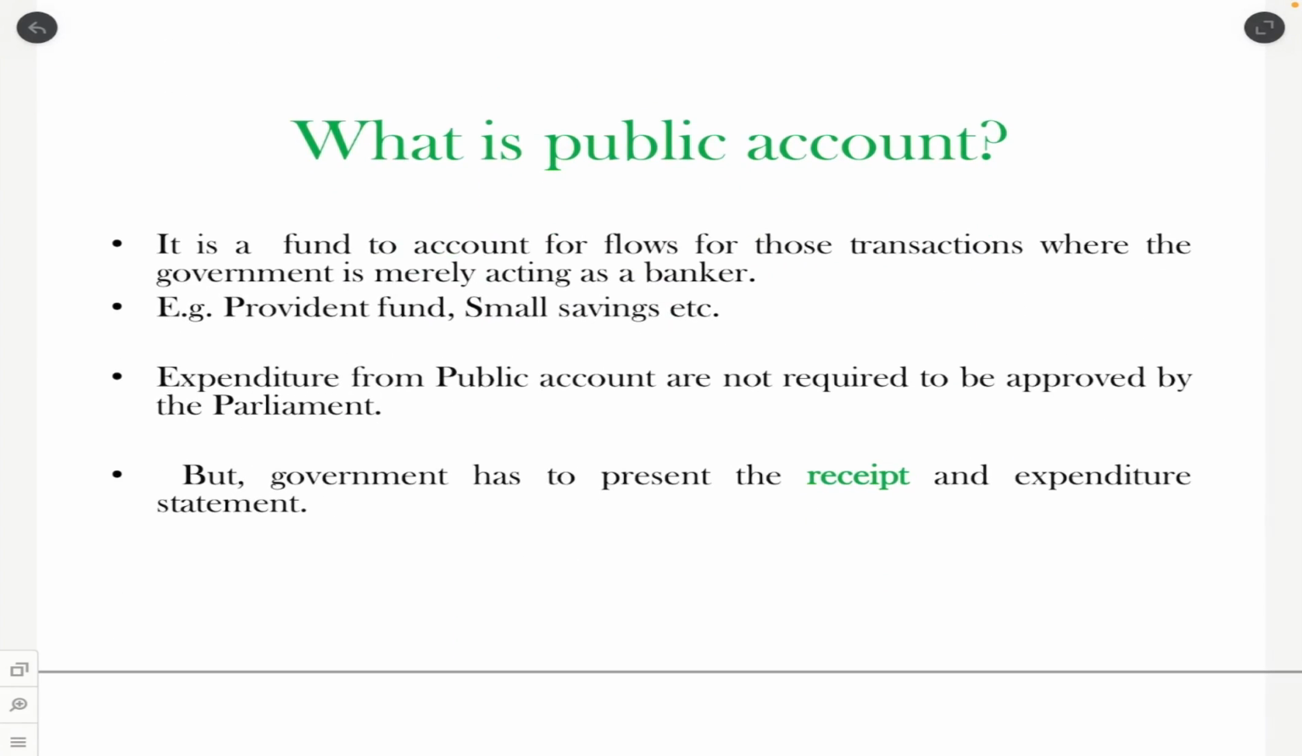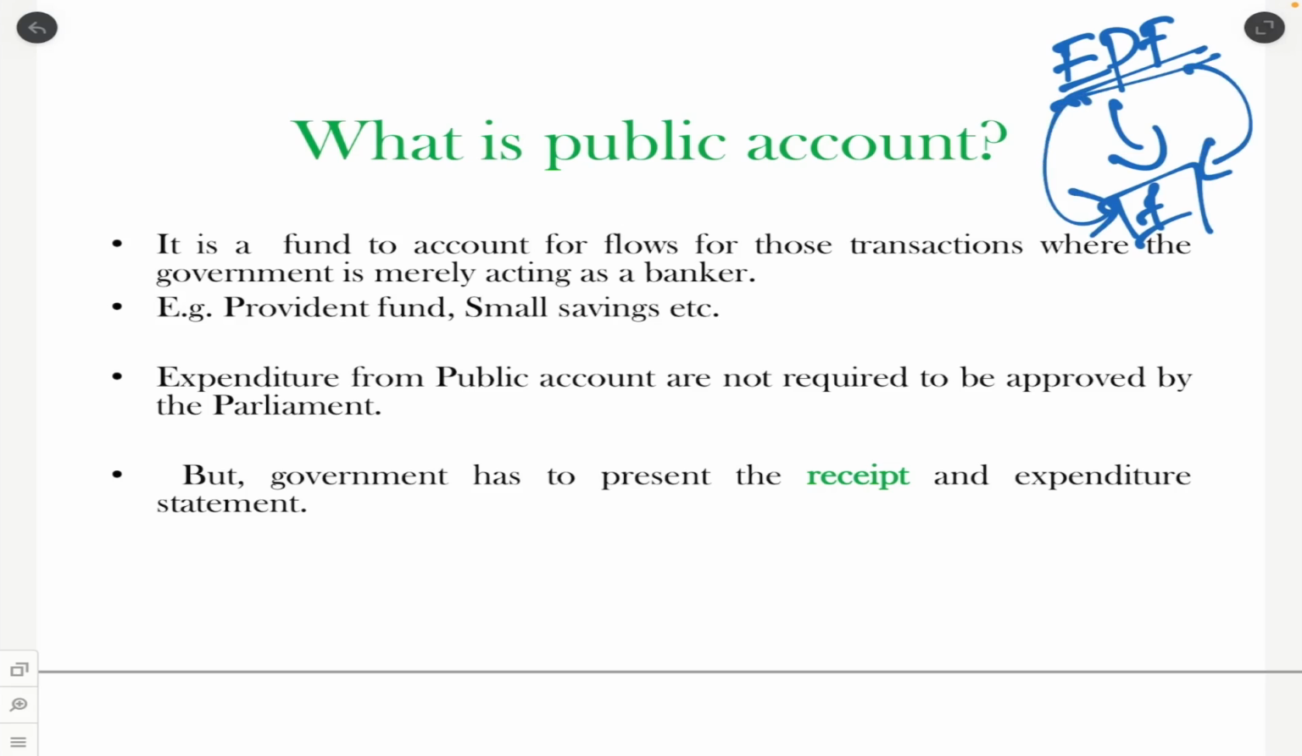What is public account? It is the fund to account for flows of those transactions where government is merely acting as a banker. Say for example EPF. EPF stands for Employee Provident Fund. So this is the fund that is available. All the employees and the employers will pay money to this fund. Fantastic. So later what happens? This fund will be used by the government, of course, and when the employees ask for this fund, the money has to be returned by the government along with the interest.